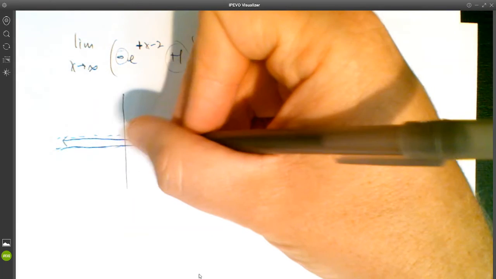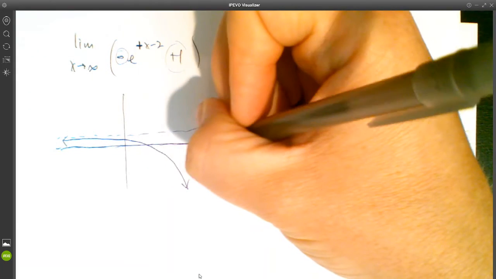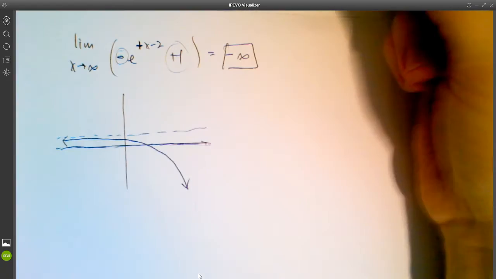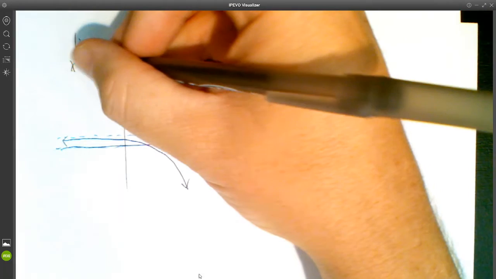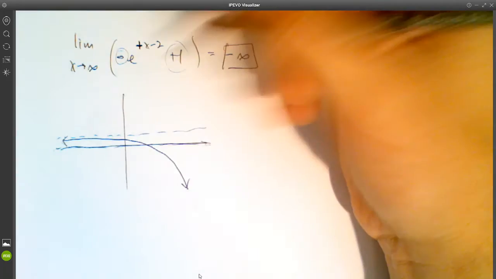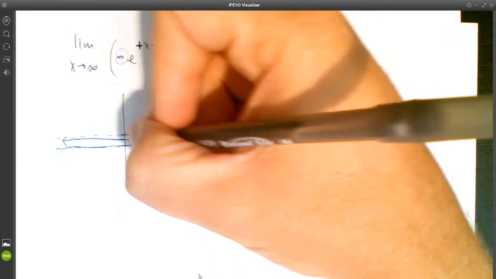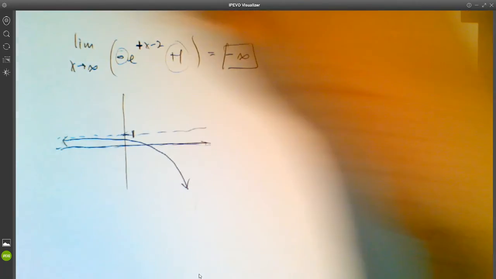But at least you can see, looking at this graph, that as x gets really large, f of x is going to get really big, but in the negative direction. So the limit as x approaches infinity here is going to be negative infinity. Now, if you were looking for the limit as x approaches negative infinity, then the limit is 1, because f of x is getting closer and closer to 1 as x approaches negative infinity. But as x approaches positive infinity, you're approaching negative infinity. So that was 3.1 number 26.